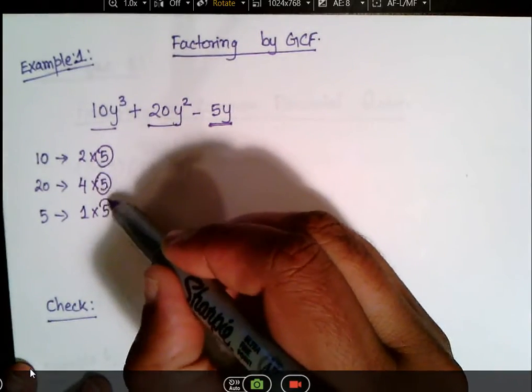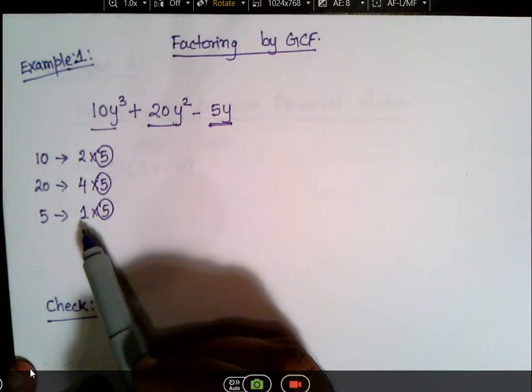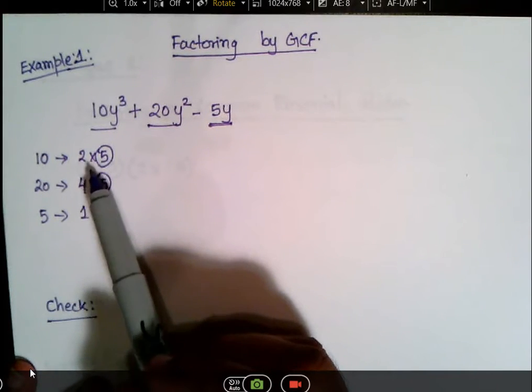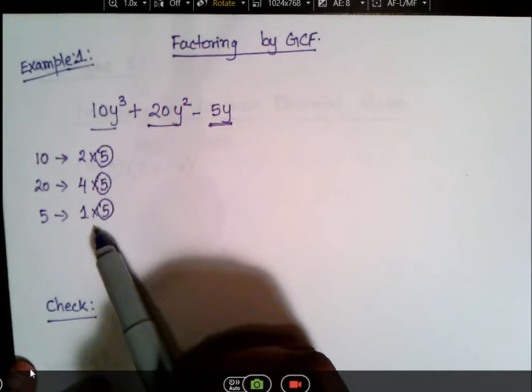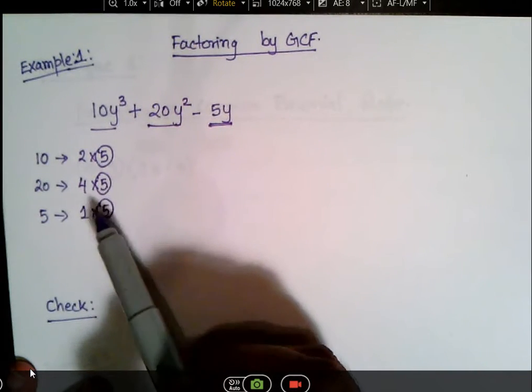You don't have to do this exercise, but until you get familiar with it, if you guys are really familiar with what a greatest common factor is, go ahead and do it mentally. All right, but until such time, you guys write it down. All right, so I have 10, 20 and 5. The greatest common factor is a 5.